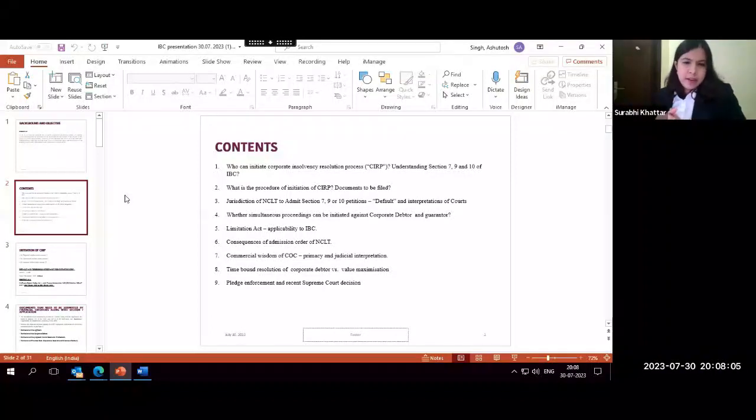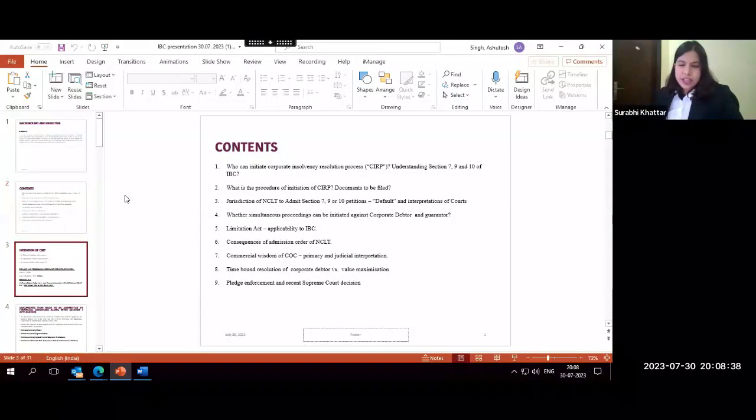The bank will first send me a recall notice. I still don't pay. The bank can then file a proceeding against me under Section 7, initiating corporate insolvency proceedings against my company. Now, CIRP can be initiated in 3 ways. It can be initiated either by a financial creditor, or by an operational creditor, or by the corporate debtor itself, which means the company that is defaulting can also initiate it.